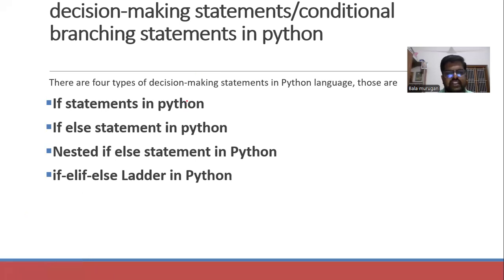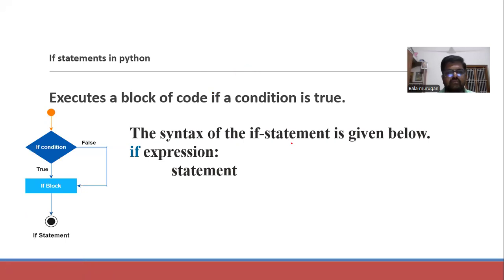First one is the if statement. Second one is the if else statement. Third one is the nested if statement. Fourth one is if elif else. We'll see them one by one. The if statement executes only one block. It has only one block, that is the true block. It doesn't have a false block. If the condition is true, the if block will be executed. If the condition is false, it doesn't print anything.